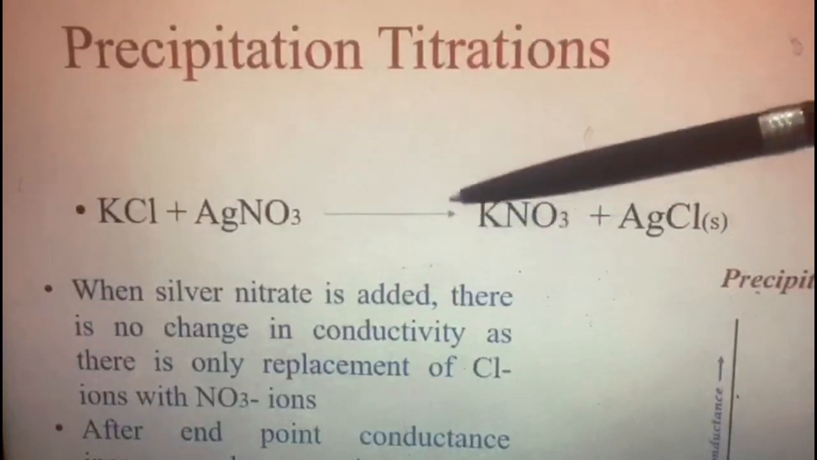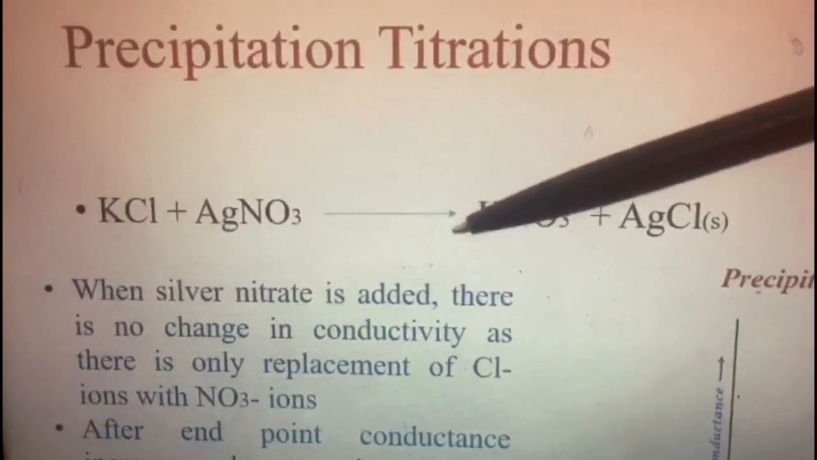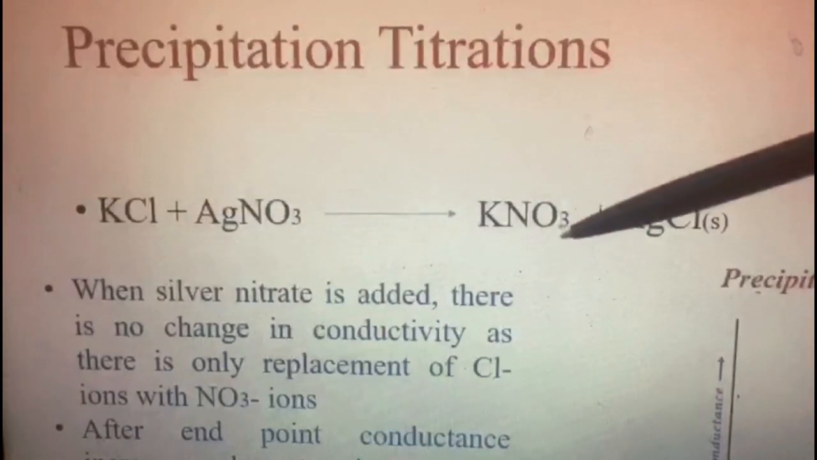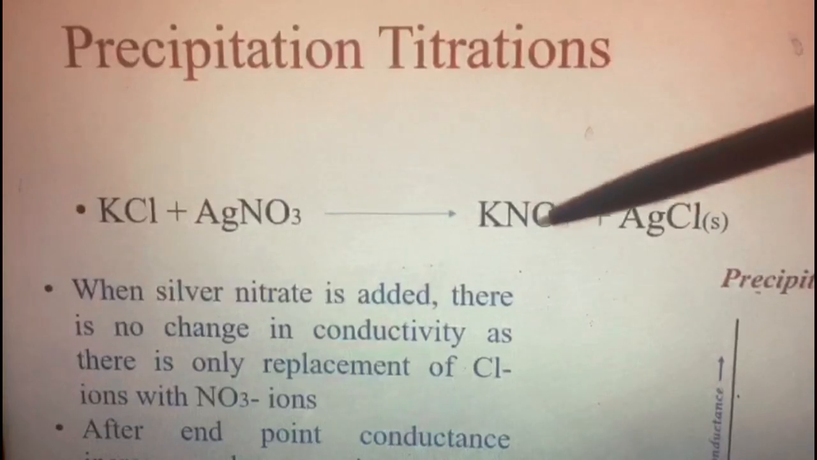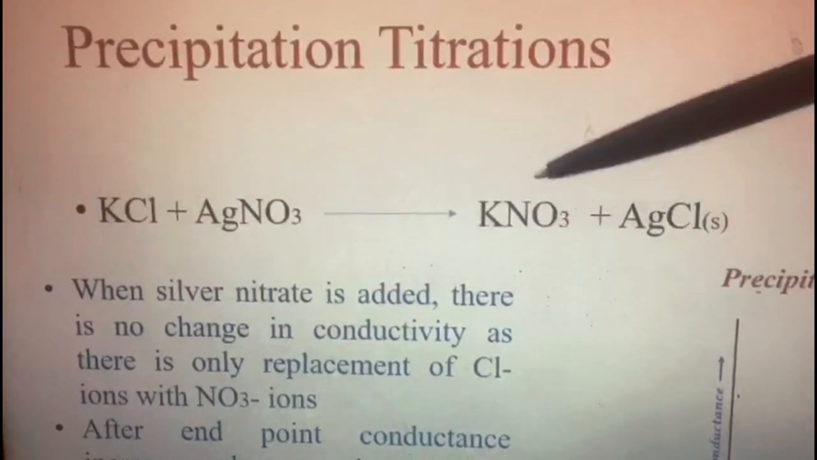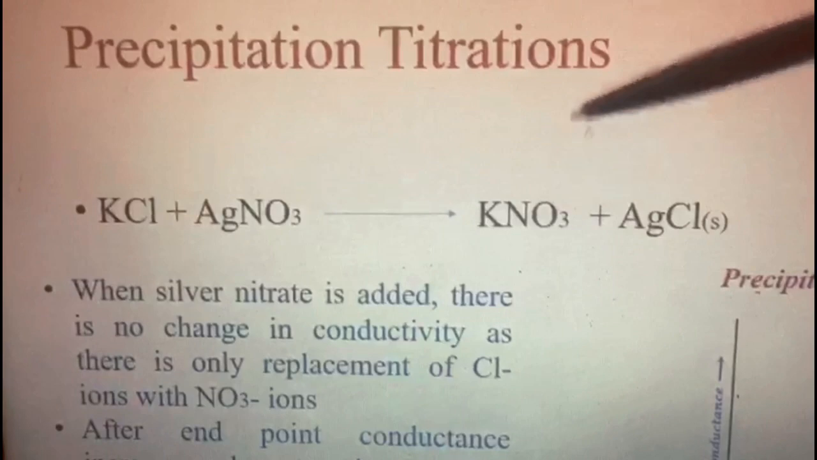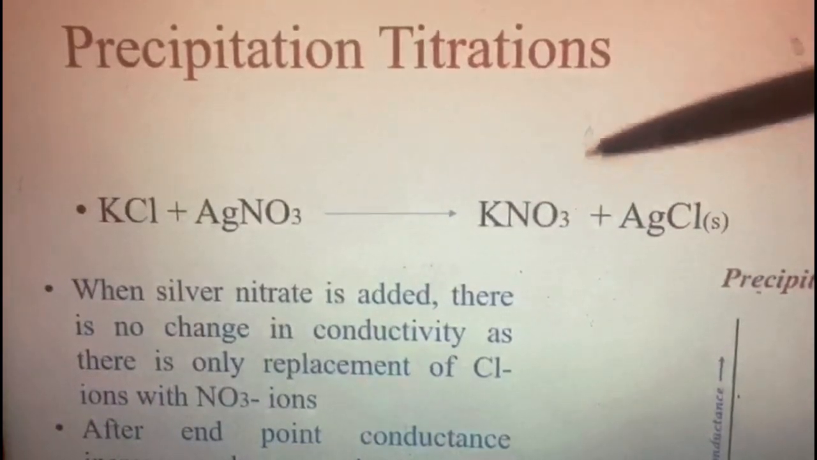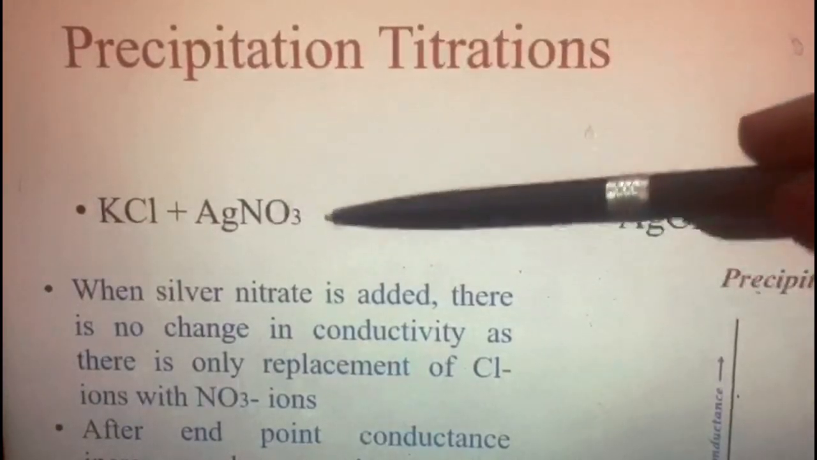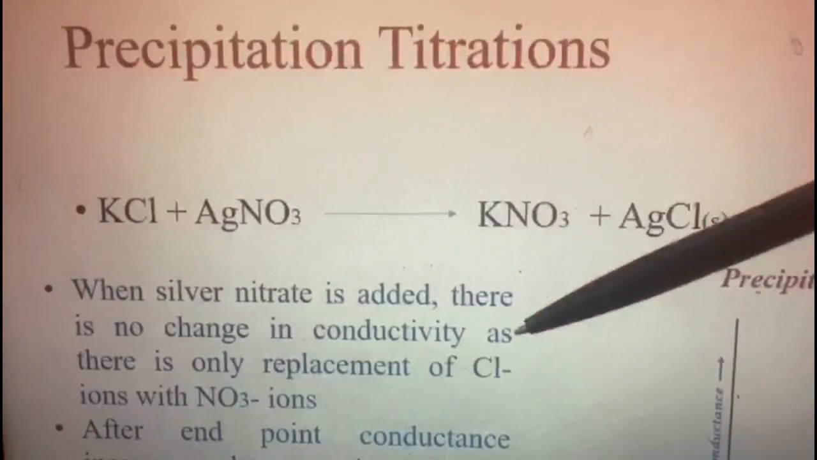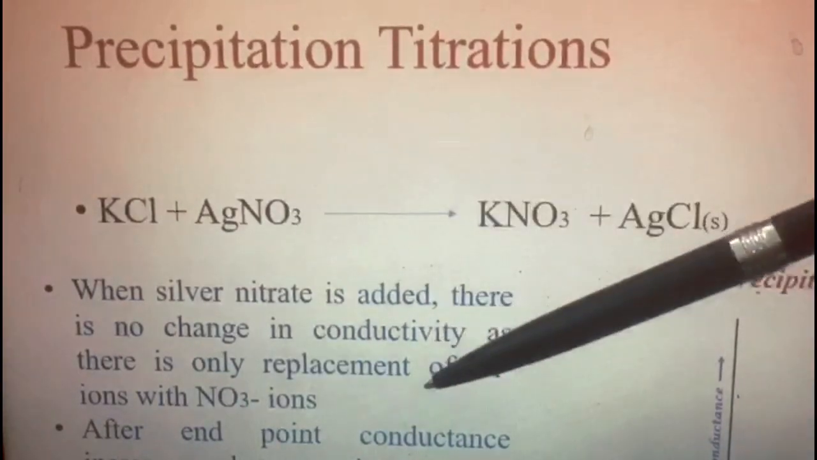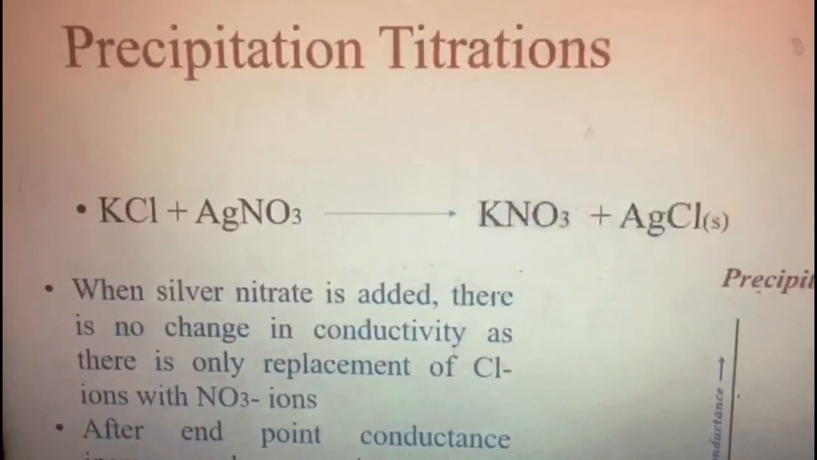So when you are adding silver nitrate from the burette, Cl minus of KCl is replaced with NO3 minus. Cl minus and NO3 minus have almost the same conductivity. So there is no change in the conductance till the endpoint. Once the endpoint is reached, the conductance increases because of the concentration of Ag plus and NO3 minus ions. Because once the endpoint is reached, only AgNO3 solution will be there. So that conductance is due to Ag plus and NO3 minus ions. Therefore, the conductance increases after the endpoint.